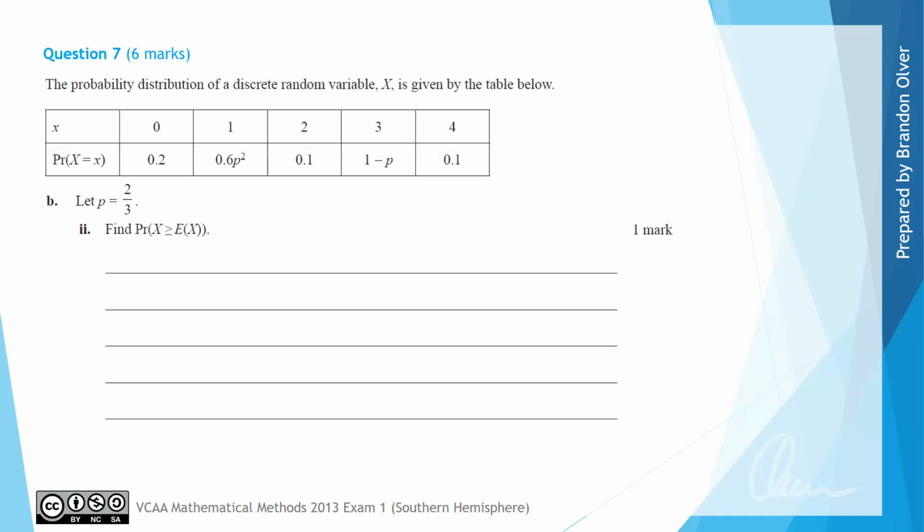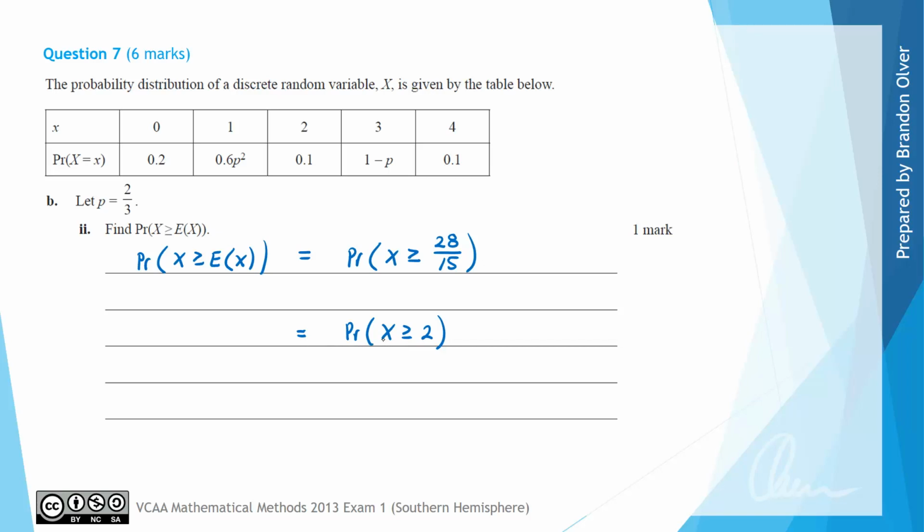For part 2 of part B, we're asked to find the probability that x is greater than or equal to the expected value of x, which is equivalent to finding the probability that x is greater than or equal to the value we just found to be 28 on 15. So this is equivalent to the probability that x is greater than or equal to, and 28 on 15 is a little bit less than 2, so we round up.